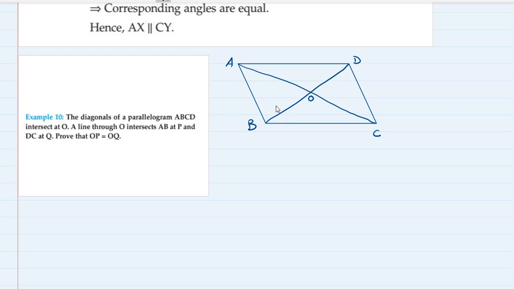The diagonals of parallelogram ABCD intersect at O. A line through O intersects AB at P and DC at Q. Let me name it a little differently, but that doesn't matter. Let me draw the figure according to me and not according to the figure in the solution. So this is the line which we are talking about. A line through O intersects AB at P and CD at Q. Prove that OP is equal to OQ.